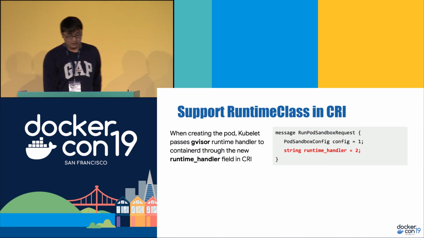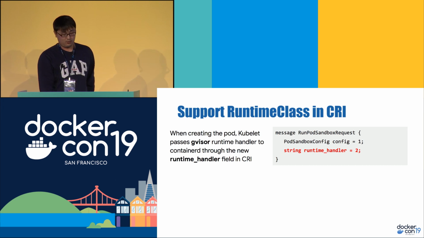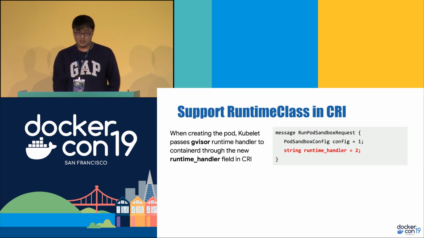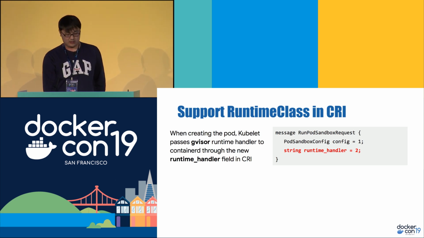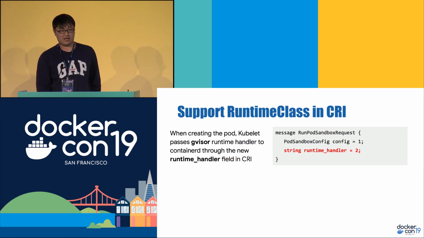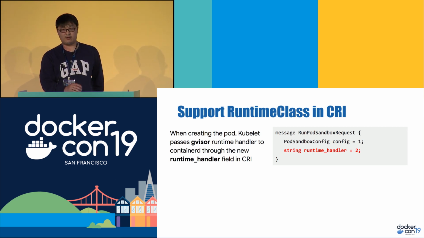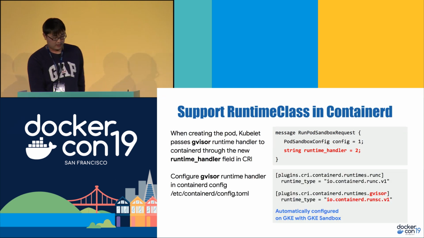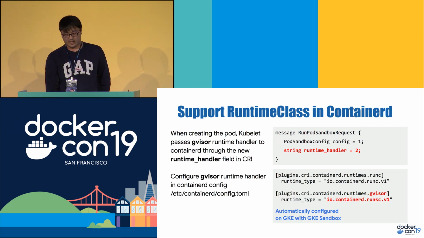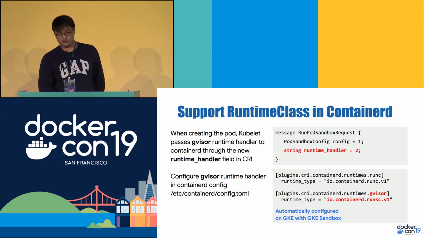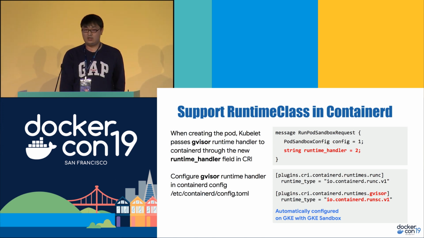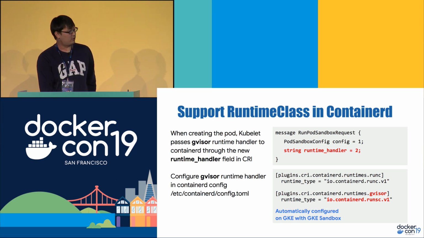And then we need to support RuntimeClass in the CRI. And we added a new field called runtime handler in the CRI interface. Basically, when Kubernetes tries to create a pod, it also tells the underlying runtime what the runtime handler should be. And for gVisor, the runtime handler is called gVisor. And then lastly, in containerd, we added the config support to configure, for each different runtime handler, what underlying shim you should use. And for gVisor, it will be like this. And also, this is automatically configured in your GKE cluster if you're using GKE Sandbox.